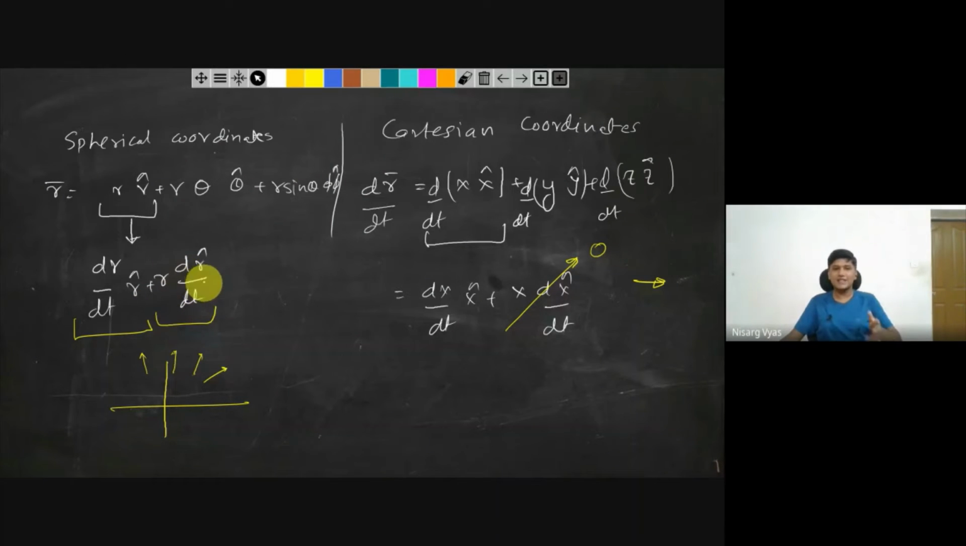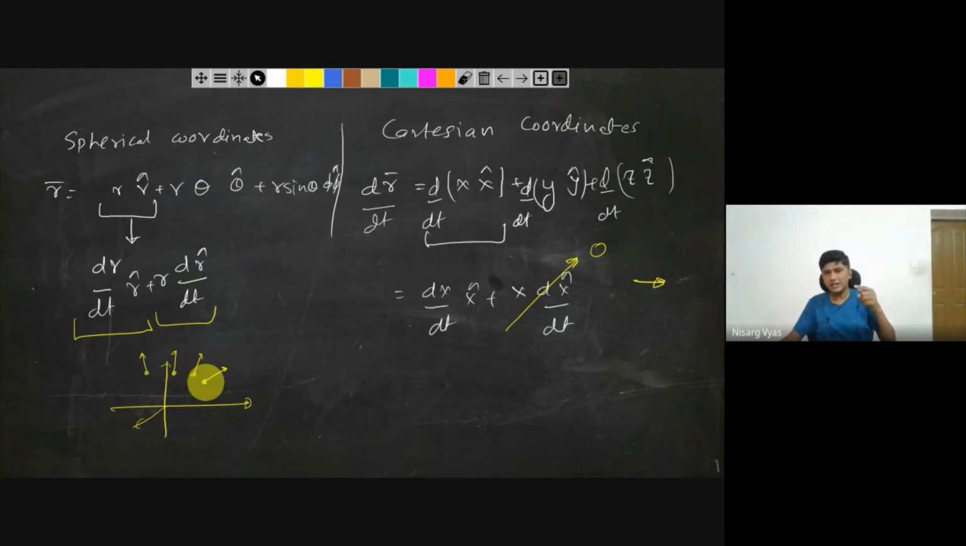Don't directly assume that r cap is the same, because r cap is different at different points in space. R cap is always radially outwards, a unit vector pointing radially outwards, and radially outwards is not a unique direction. It is different for different points. From the reference of the Cartesian axes, this r cap is not a unique direction.